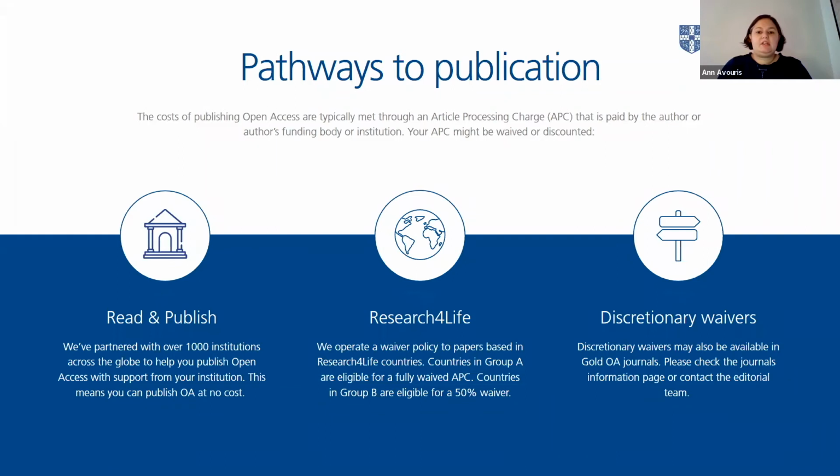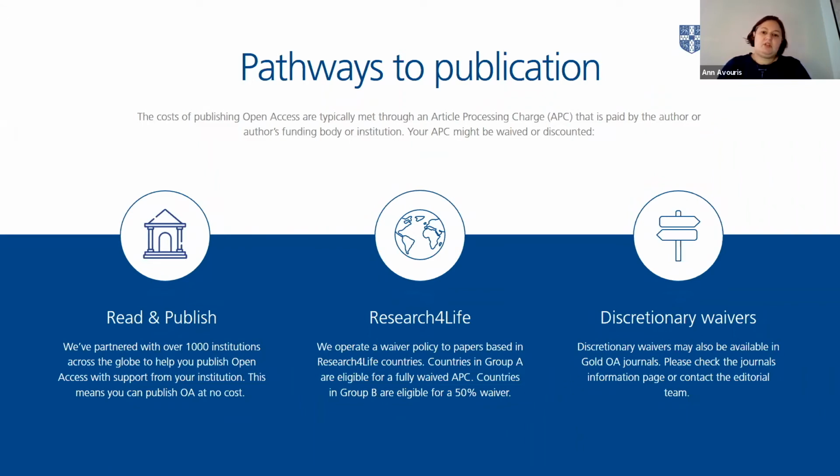Authors from low and middle income countries, based on the Research for Life country list, will have APC costs fully waived for Group A countries or reduced by 50% for Group B countries. These journals also offer full discretionary waivers so that anyone without access to funding can still publish in the journal.